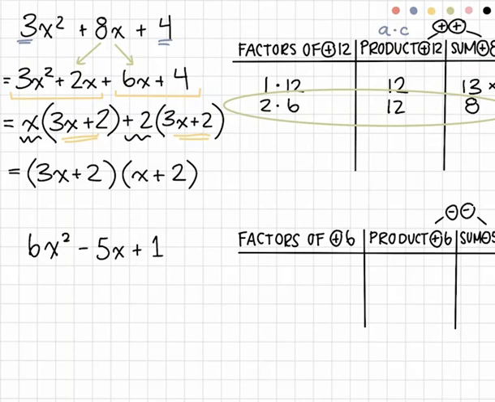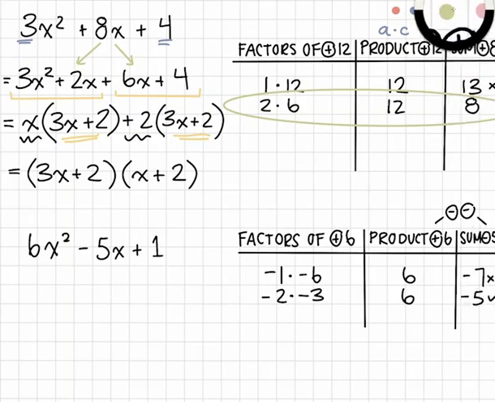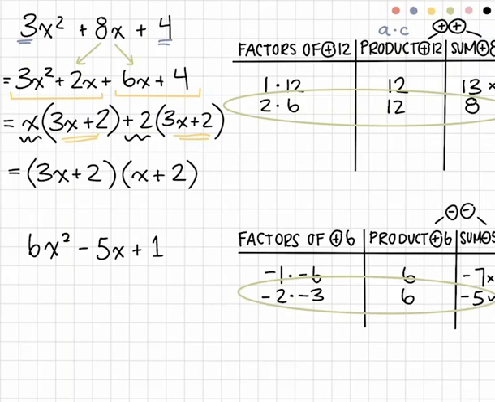All right, I'm going to start with negative 1, my favorite one. Negative 1 times negative 6 is going to give me positive 6, and when I add it, it's going to give me negative 7. That's no good. Okay, now I'm going to try negative 2 times negative 3. That's going to give me positive 6. And then when I add it, it's going to give me negative 5. Beauty. So here are the 2 factors I'm going to be working with.